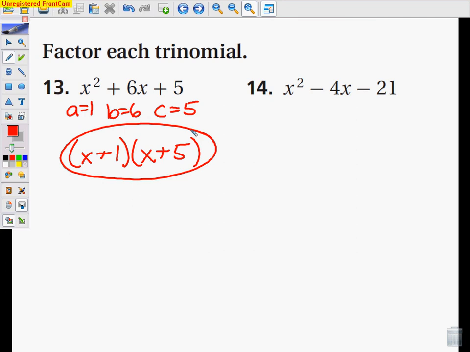Now, what is wise for you to do is to check your answer. You could check your answer by foiling. And I'm going to go ahead and foil this one. I'm not going to foil the rest of them. So just so you know, this is how you foil.